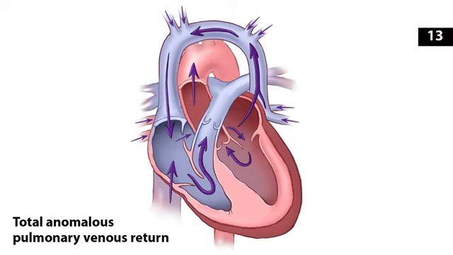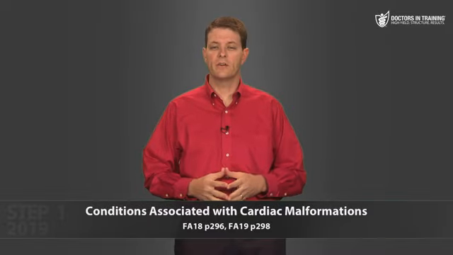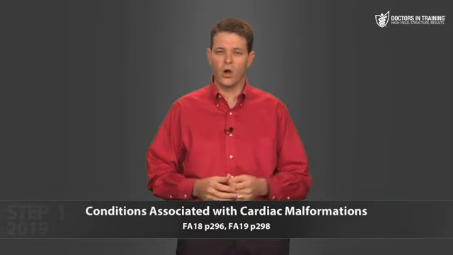So instead of oxygenated blood coming from the pulmonary veins to the left atrium, it might empty into the SVC or it might empty into the coronary sinus, but it eventually empties into the right atrium. So again, this is a completely closed loop, just like transposition of the great vessels was. And without some shunt, this is incompatible with life because there's no blood going into the left ventricle and the aorta. Let's also mention a few conditions that are associated with these types of congenital heart defects.